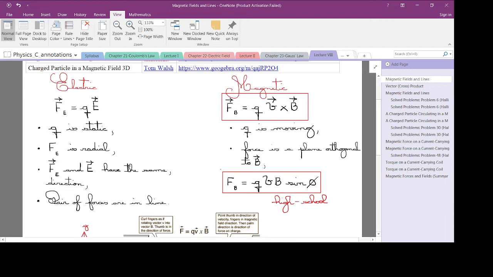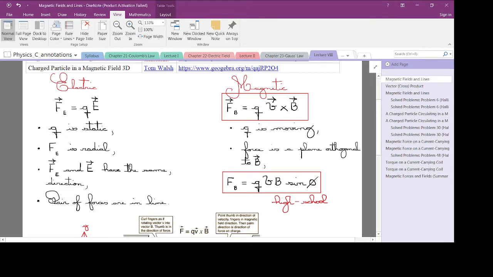What is going to happen? What are the major cases of particles moving in magnetic fields? We have three main cases. If you just analyze it, it doesn't matter if you look at this expression or this expression, you can actually understand what is going to happen. We have three major cases.